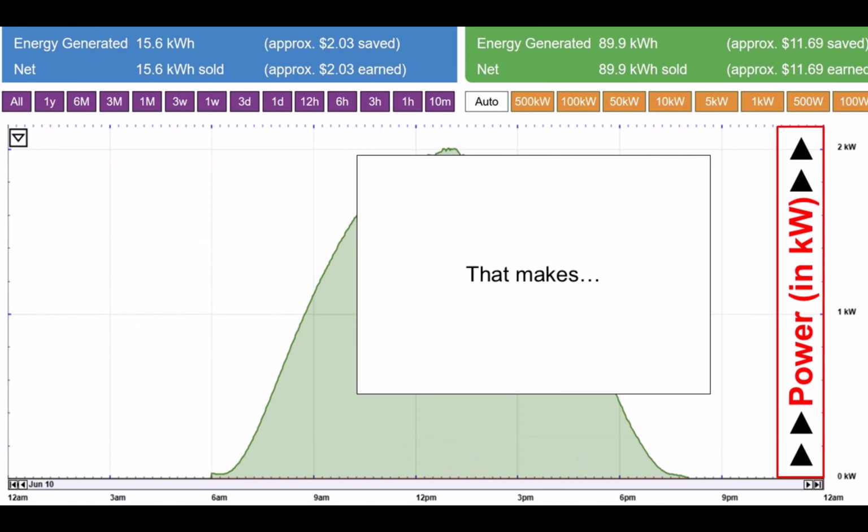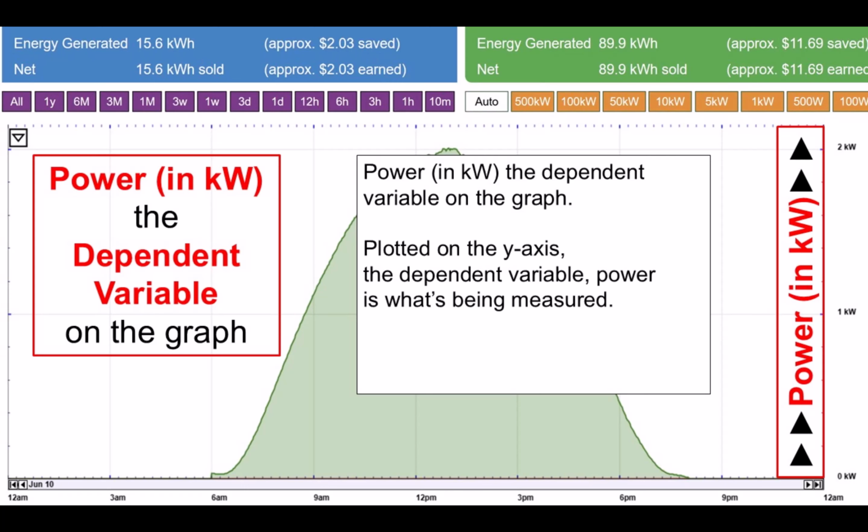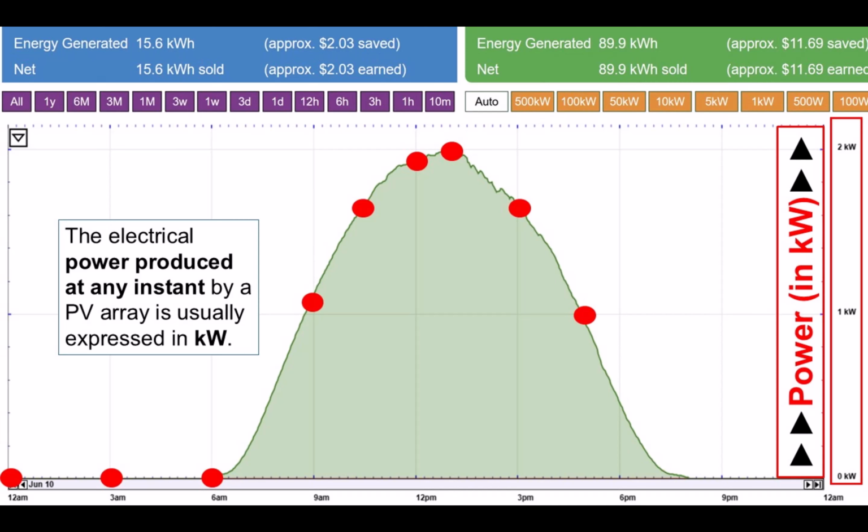That makes power in kW the dependent variable on the graph. Plotted on the y-axis, the dependent variable, power, is what's being measured. Power depends on the independent variable. The electrical power produced at any instant by a PV array is usually expressed in kW.